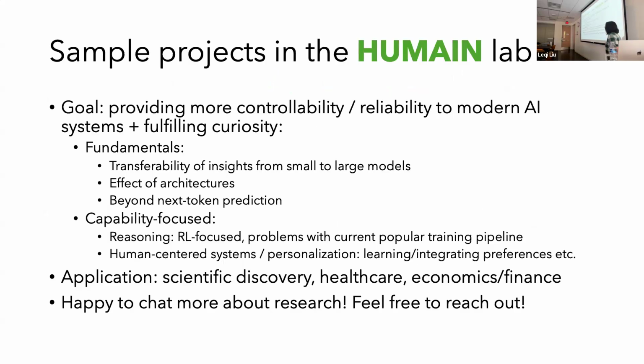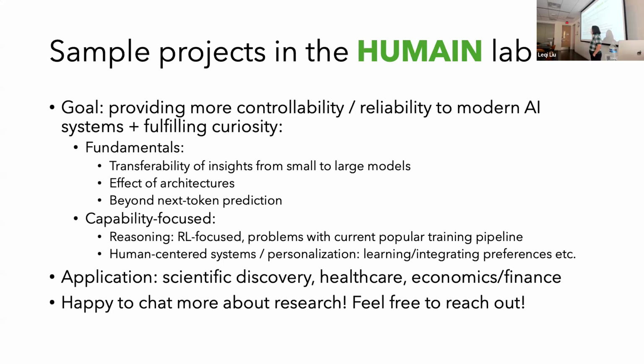Lastly, we are just starting as a lab, and there are a lot of interesting questions we're investigating, mainly trying to provide more controllability and reliability for modern AI systems, but also trying to fulfill our curiosity. On the fundamental side, we're trying to understand what insights are transferable between small and large models. Scaling law is an example, but is there something else we can do, and what's the basis for scaling laws?